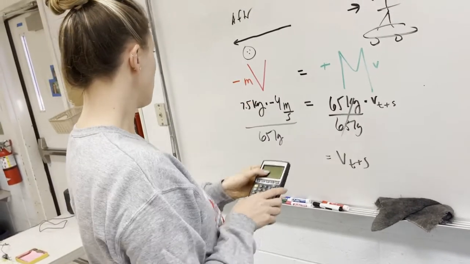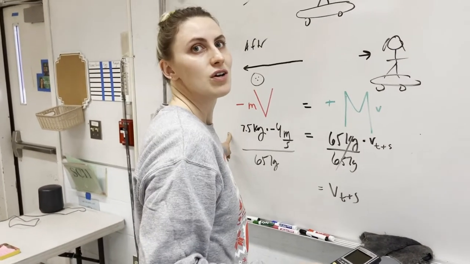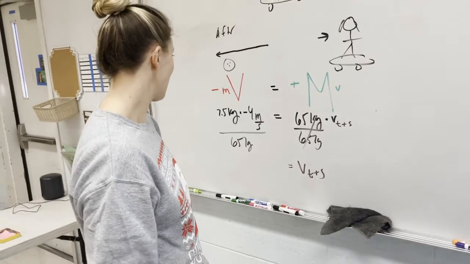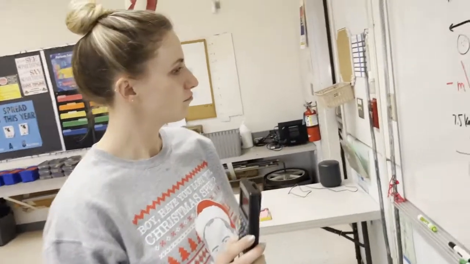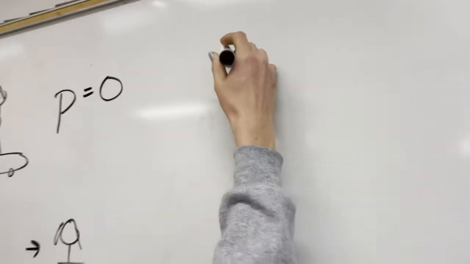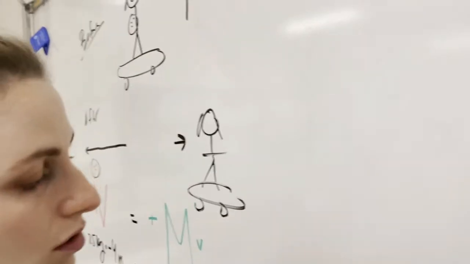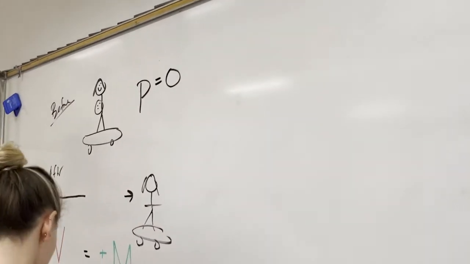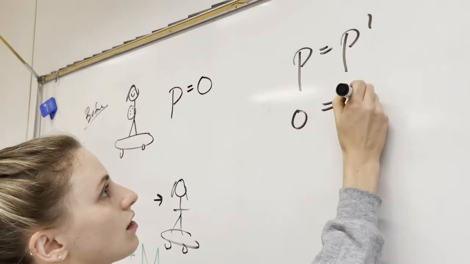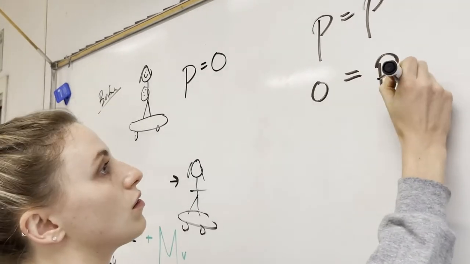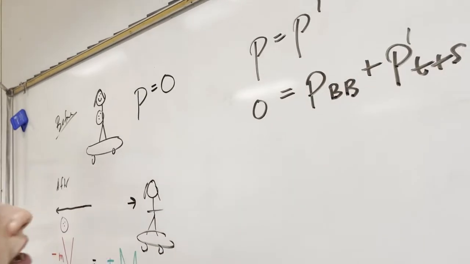So here's what we did wrong. You have to do the momentum before is equal to the momentum afterwards. So before, the momentum is 0, and afterwards it's the momentum of one plus the momentum of the other. So P is equal to P prime, plus P prime. This is a great example of how to think it through. Before this is 0, and that equals P bowling ball afterwards, plus P teacher plus the skateboard afterwards. Put the little prime up there for both of them.